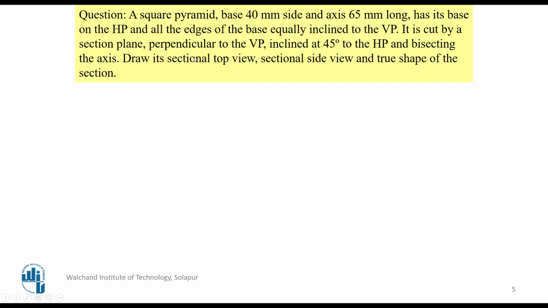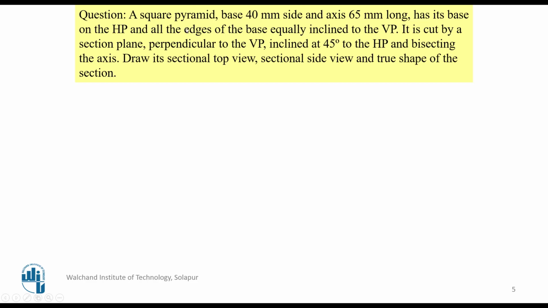Okay, now we are going to study one small problem. A square pyramid with base 40 millimeter side, similar to the previous case, and axis 65 millimeter long. The height of the pyramid is given as 65 millimeter. It has its base on the HP, meaning it is resting on the HP, so start the solution from the top view. All the edges of the base are equally inclined with the VP.